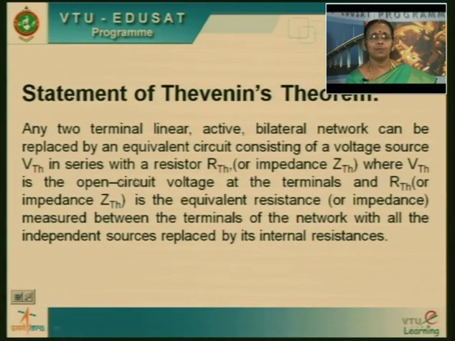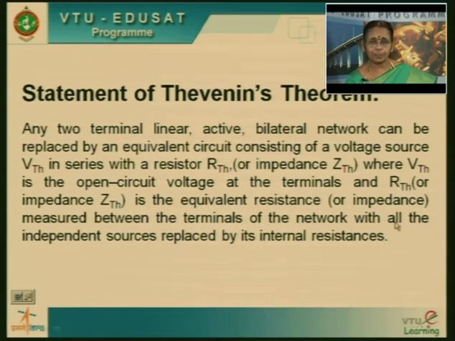In case of a DC circuit, we say that any two-terminal linear active bilateral network can be replaced by an equivalent circuit consisting of a voltage source in series with a resistor. Whereas in case of an AC circuit, we say that this can be replaced by a single circuit consisting of a voltage source in series with an impedance, where V Thevenin is the open circuit voltage at the terminals and R Thevenin, or the impedance Z Thevenin, is the equivalent resistance or impedance measured between the terminals of the network with all the independent sources replaced by their internal resistances or impedances.